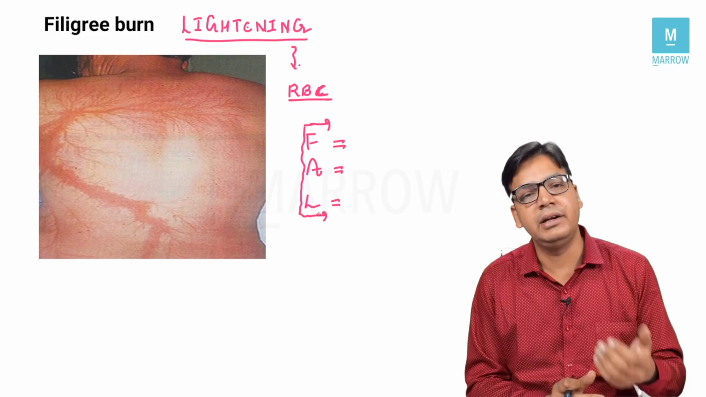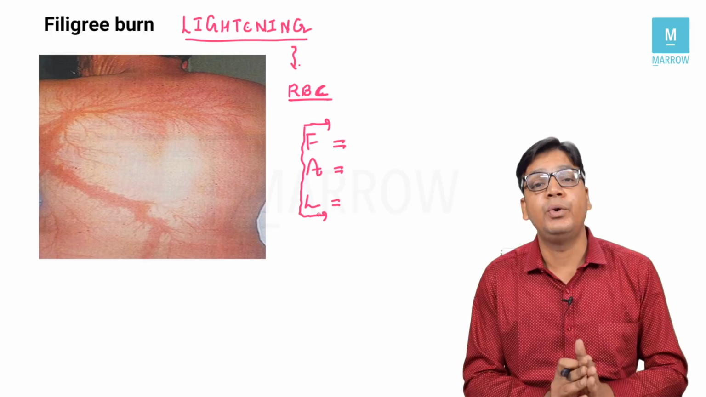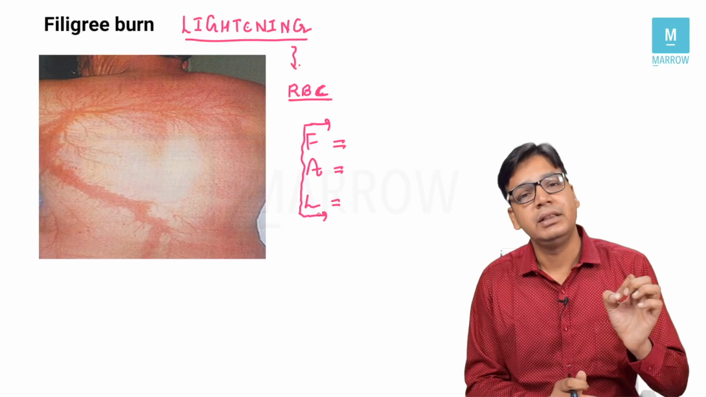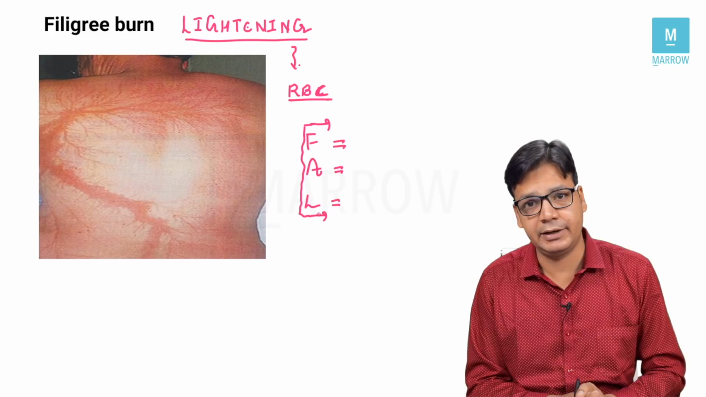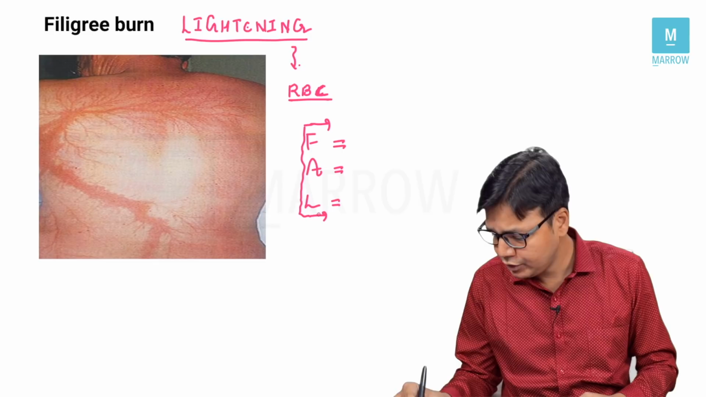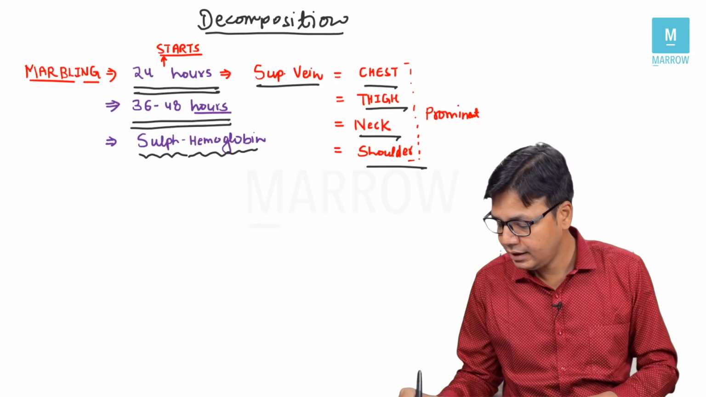And actually, sir, there is a very important theory here that was given by Spencer. Lightning injury ki ek bahut important theory hai that was given by Spencer. And there is a very important concept which is known as sledgehammer effect. Anyways, this is a part of lightning injury. So this is filigree burn. So here we can see this is marbling. This is the mechanism of marbling. And Dr. Saab, this is filigree burn. So this question is done.